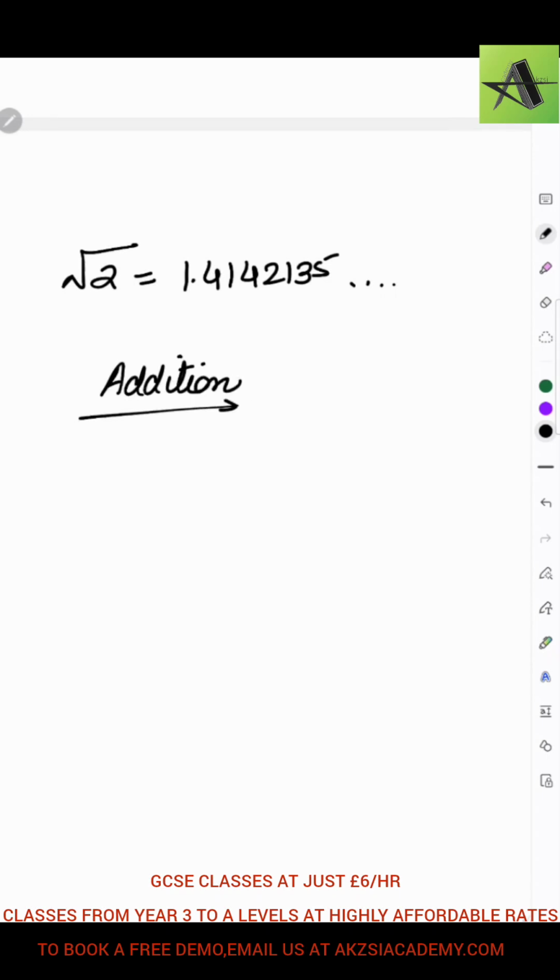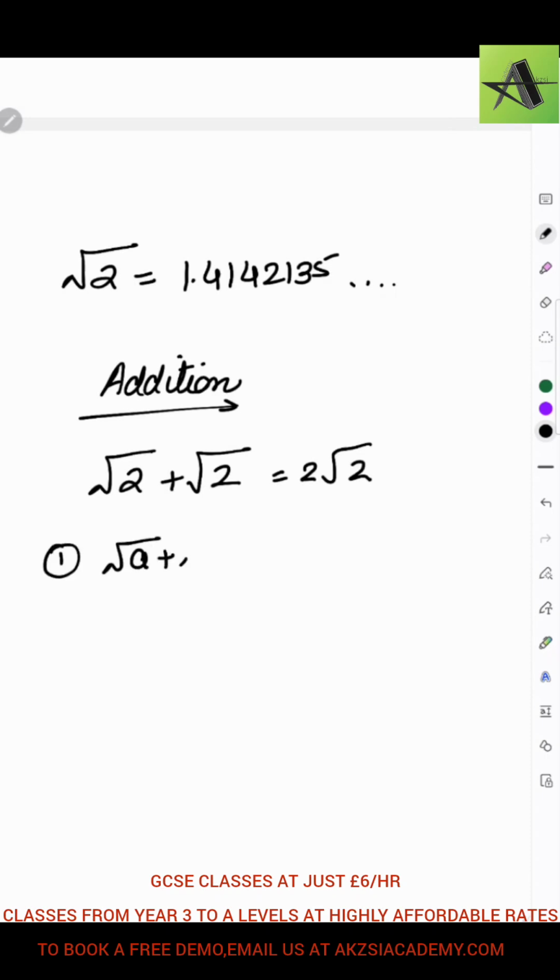The first important thing is we can add like surds. Like surds means root 2 plus root 2. They look the same. How many times is there root 2? 1 plus 1, so it gives me 2 root 2. This makes our first rule for addition: root a plus root a is equal to 2 root a. On adding roots, we can add similar surd numbers.